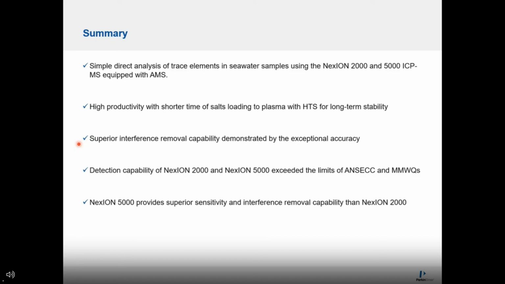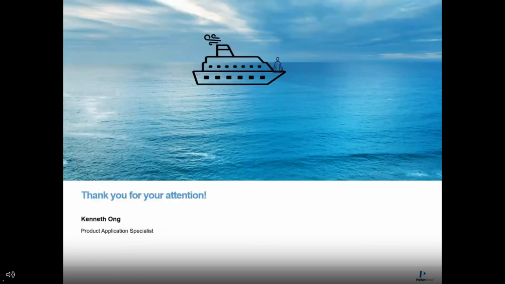Of course, comparing the NexION platforms, NexION 5000 has the advantage in sensitivity and interference removal capability. The results that Dr. Singh obtained prove that we are leading the industry in the direct trace elemental analysis of seawater. With this, I thank you for your attention and have a smooth sailing in your seawater analysis.